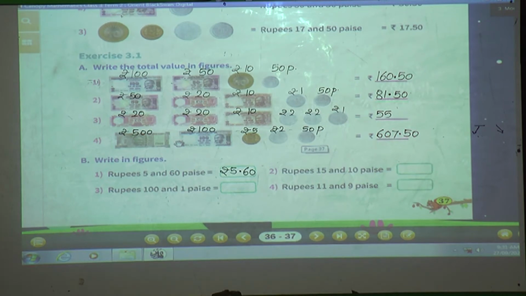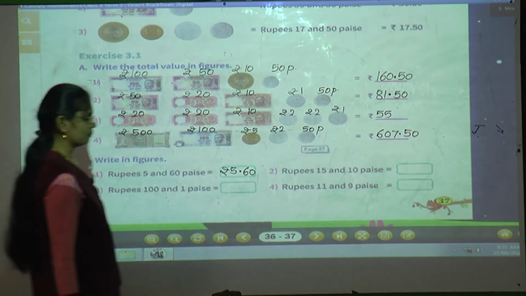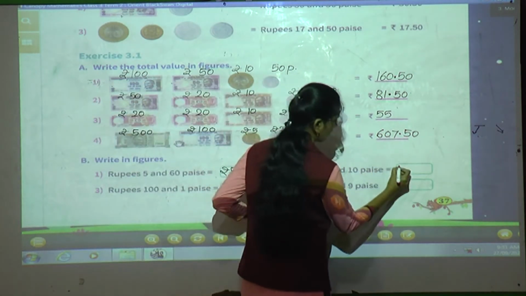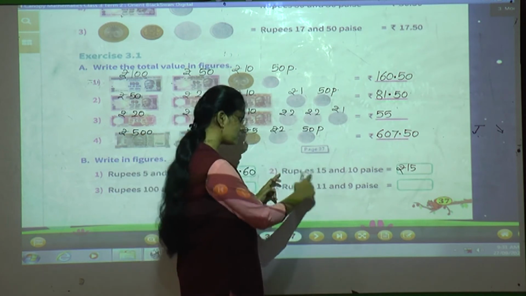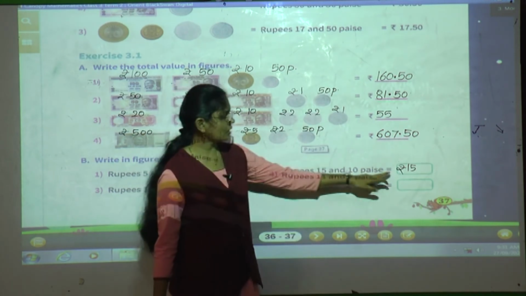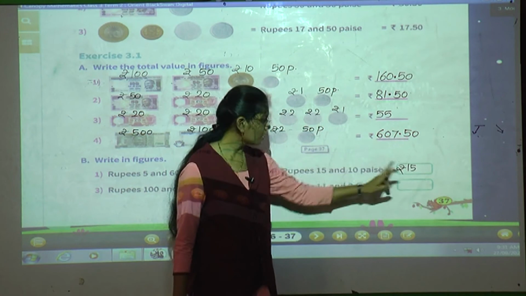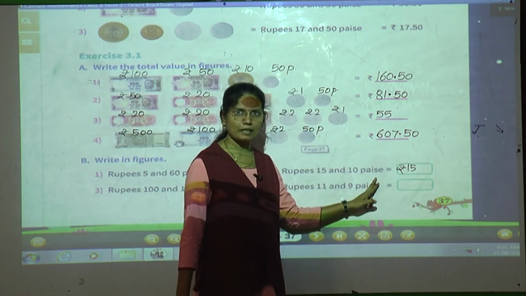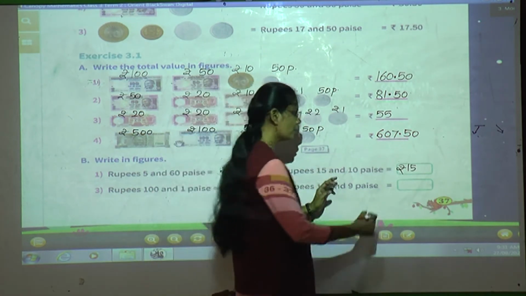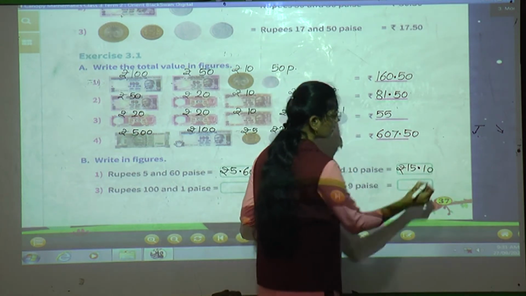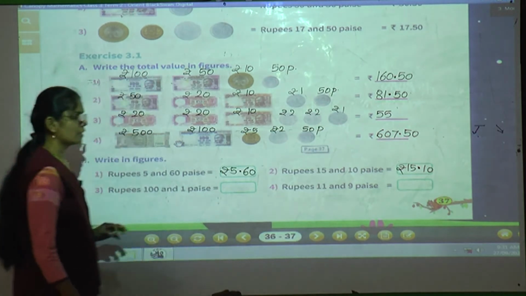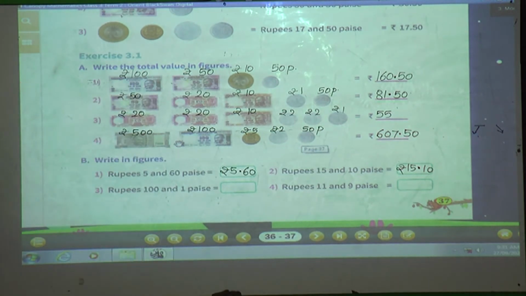Next, second number, rupees 15 and 10 paise. Write first rupees 15. Very easy. First of all, we'll write rupees 15. Now what will you give? You will give a dot and then 10 paise. Just write 10. So it is 15 rupees 10 paise.